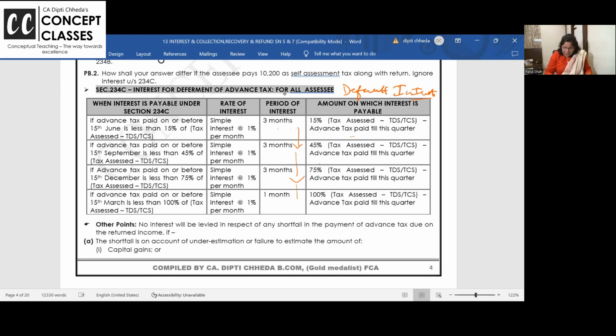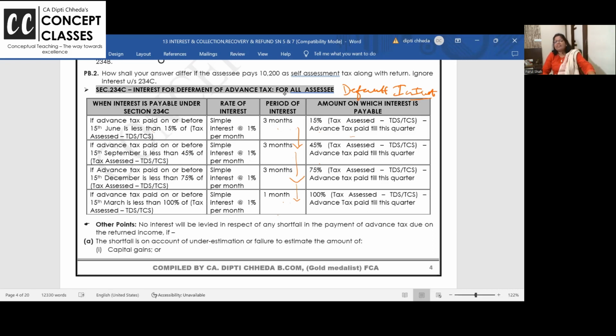Again, 15 December to 15th March, 3 months. And 15th March onwards to 31st March, actually it's just 15 days, but 1 month interest is charged. So clear to all of you: June to September, 3 months. September to December, 3 months. December to March, 3 months. And last, March to March.